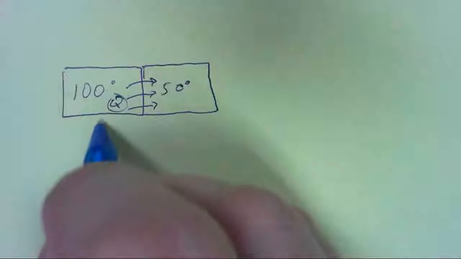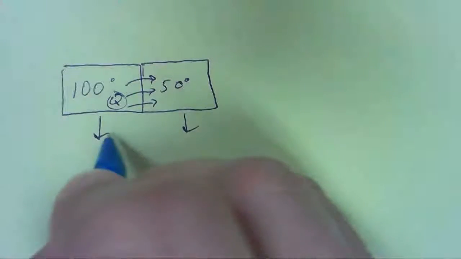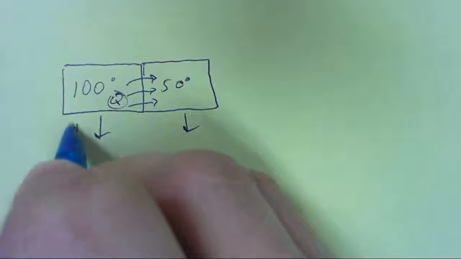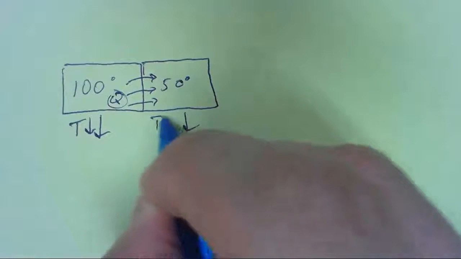So heat, Q, is what we're going to use for heat. Heat is leaving the 100-degree block. It is entering the 50-degree block. The 50-degree block is receiving or absorbing heat. And so what we get from that is that we can see that the temperature of the warmer block will decrease because it's losing heat. We can see that the temperature of the cooler block will increase because it's gaining heat.